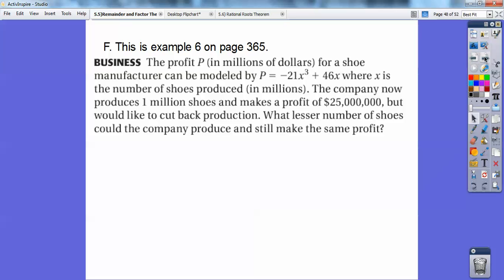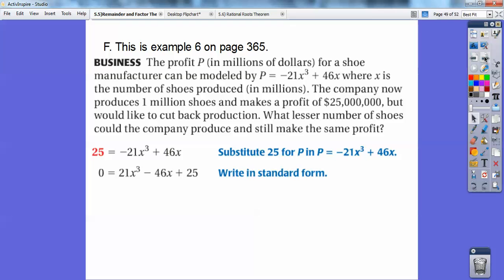This is a big fatty, you guys, and it took me a while to unravel this. The 25 came from this 25 million right here. So we're going to substitute in 25 for P. Then I add 21x cubed to both sides and subtract 46x because I want to make it equal to 0. Since my biggest degree term is negative, I put everything on that side of the equation. Write it in standard form.